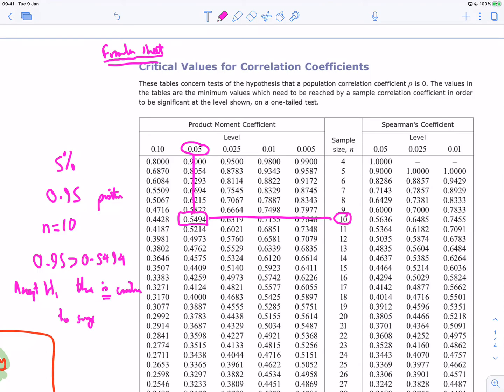That is evidence to suggest correlation. If we had a correlation value lower than 0.5494, then we would accept H0 and say there's not enough evidence to suggest a correlation. This P up here isn't actually a P, it's a Greek letter rho, as in row, row, row your boat.